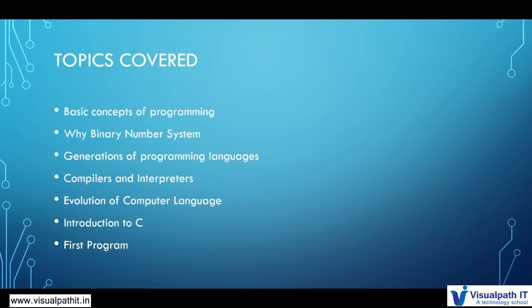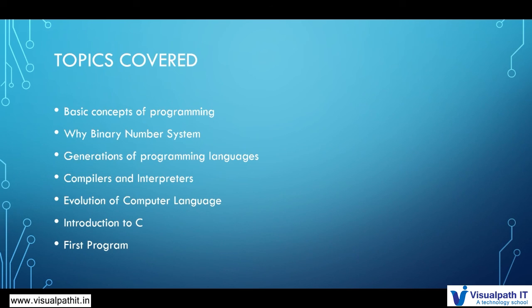So let's recap what we have learned in this lesson. First of all, we understood the basic concepts of programming. What is binary and why do computers use only the binary number system? Next, we understood the different generations of programming language: the first generation or machine level language, the second generation or assembly level language, and the high level language. Further, we classified high level languages into two different types: the first was compiled language, the second was interpreted language.